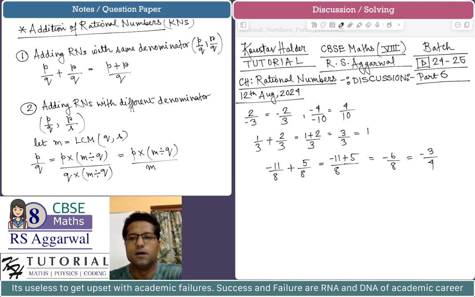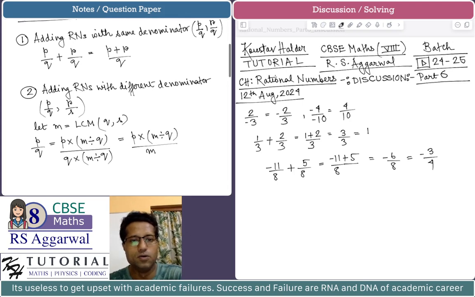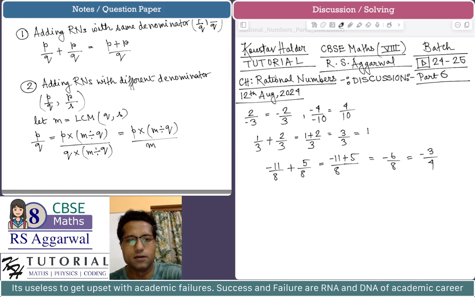Okay, so this was adding two rational numbers when they both have the same denominator. And the number 2 in the notes: how do we add two rational numbers when they have different denominators, like P by Q plus R by S, where Q and S are not the same, they are different? So we need to first find the LCM of the two denominators, Q and S. Let the LCM be M.